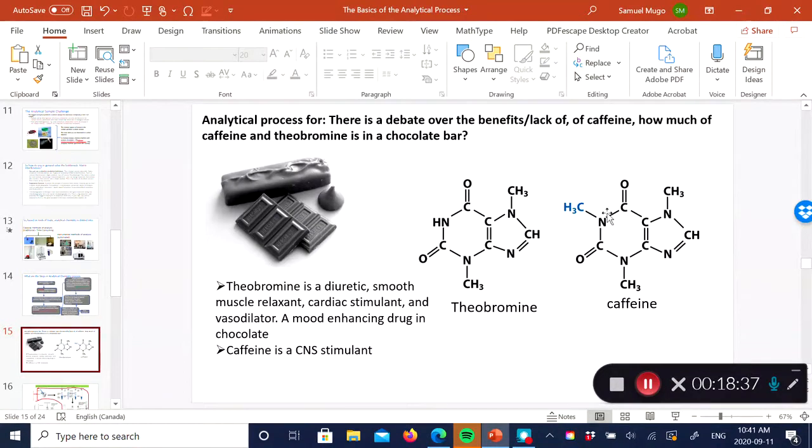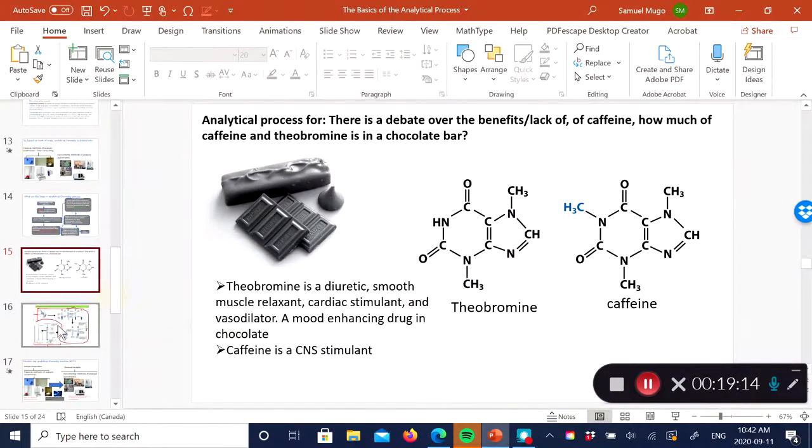And you can see the structures of the two are very, very similar. In fact, the only difference is that you've got an extra methyl group with the caffeine, that is not present with theobromine. So in terms of the chemical nature, these two compounds are very similar, and they become very difficult to differentiate actually. So you have to really think what the best technique is that I can use, so that I can differentiate the two and also be able to quantify the two.